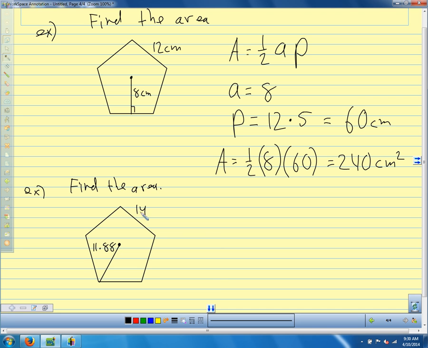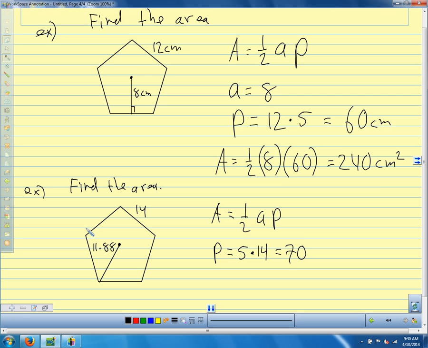All right, so we have one side, so we can figure out the area or the perimeter. We know that area equals 1/2 the apothem times the perimeter. Our perimeter is 5 times 14. 5 times 14 is 70. Do we have the apothem here? Guys? Do we have the apothem? No, what do we have? We have the radius. How can we find the apothem?